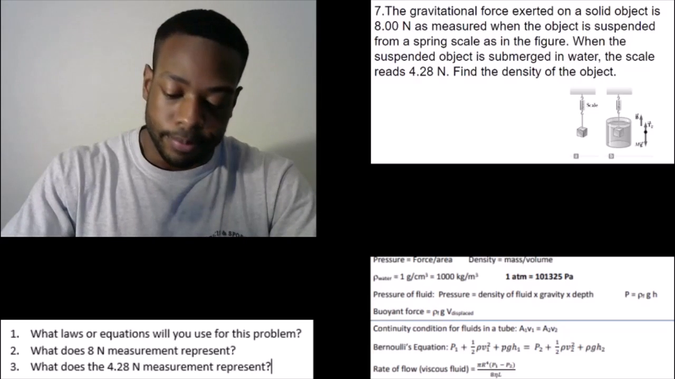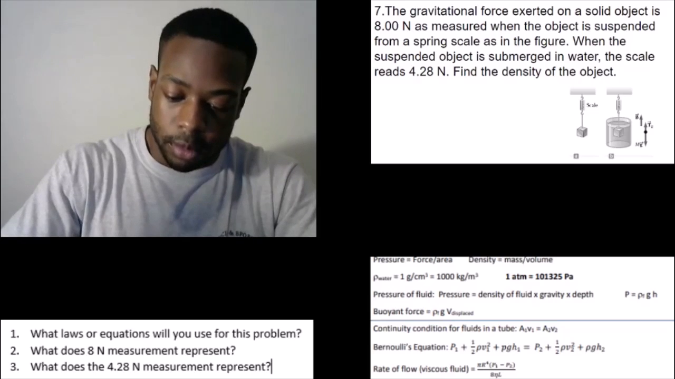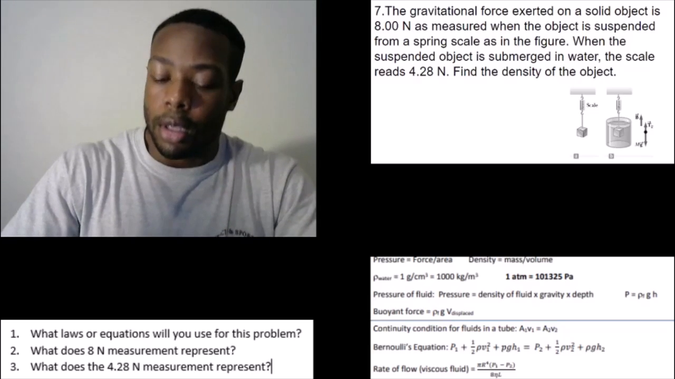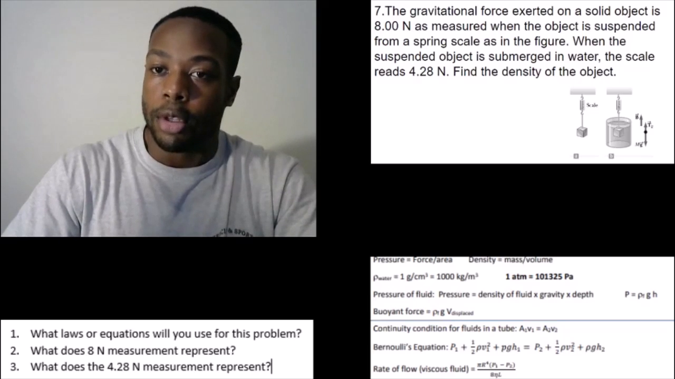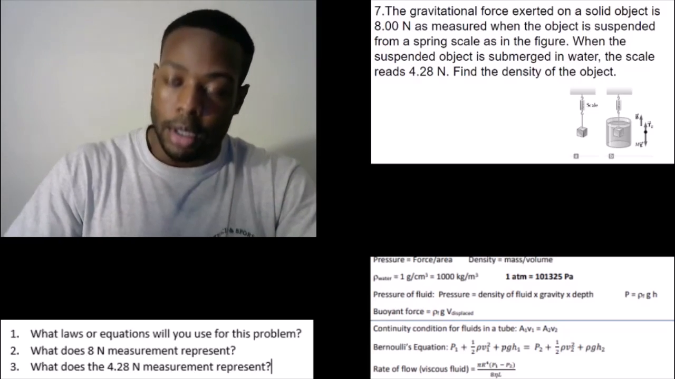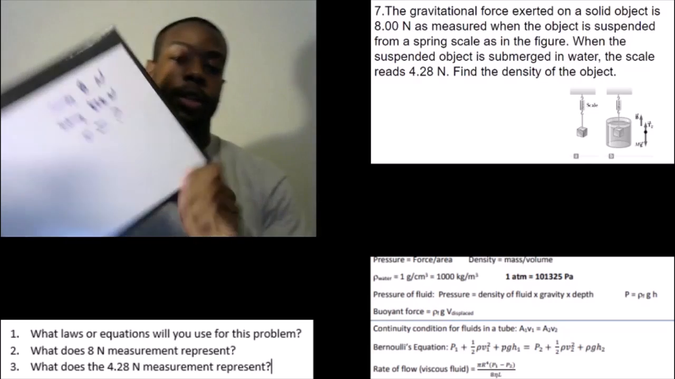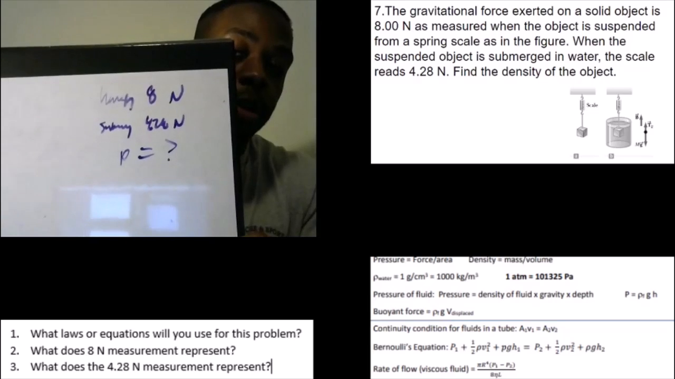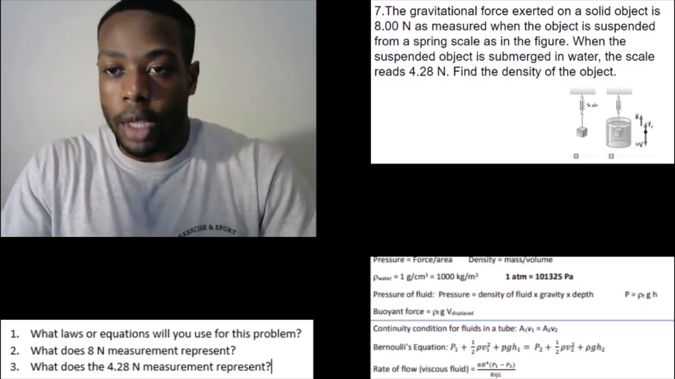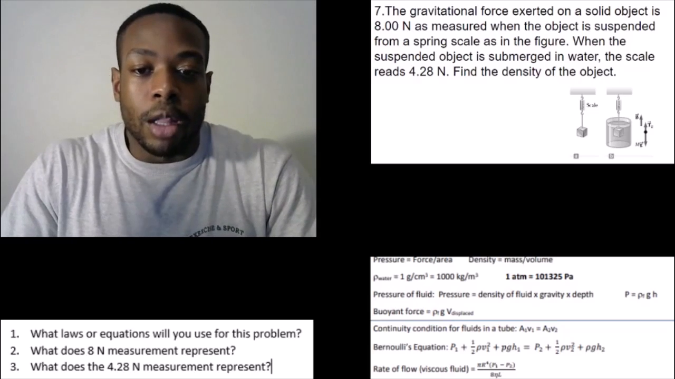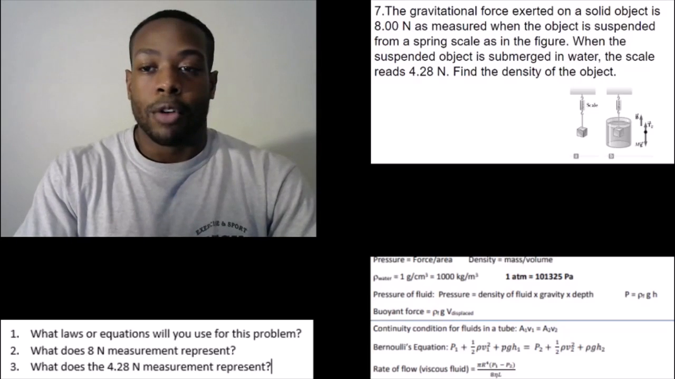So hanging, 8 newtons, submerged, we're reading 4.28 newtons. And we want to find the density. So everything we've been told is right there. Leading questions are, what laws or equations will you use for this problem? That's not difficult. We look at your figure.